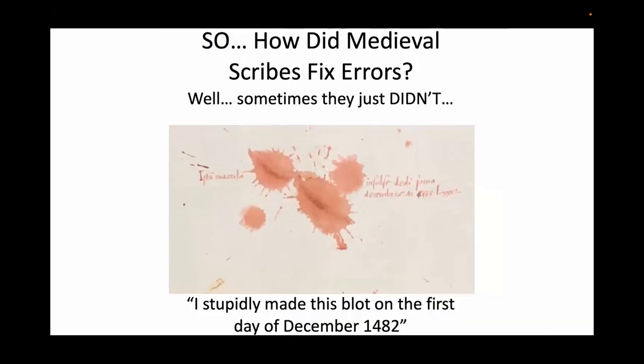So, how did medieval scribes fix their errors? Well, sometimes they just didn't. This is literally from a manuscript that says, I stupidly made this blot on the first day of December, 1482. There was nothing you could do about it, so you just leave it.